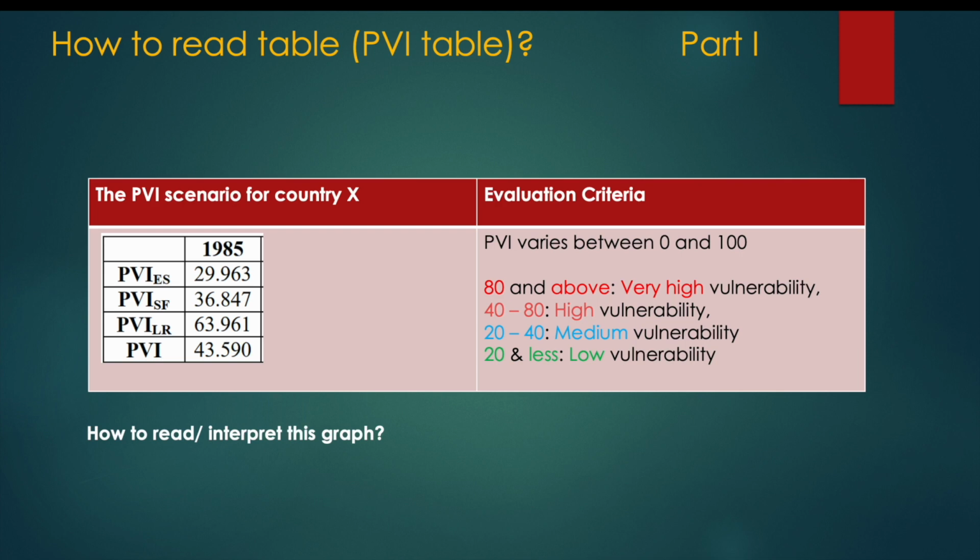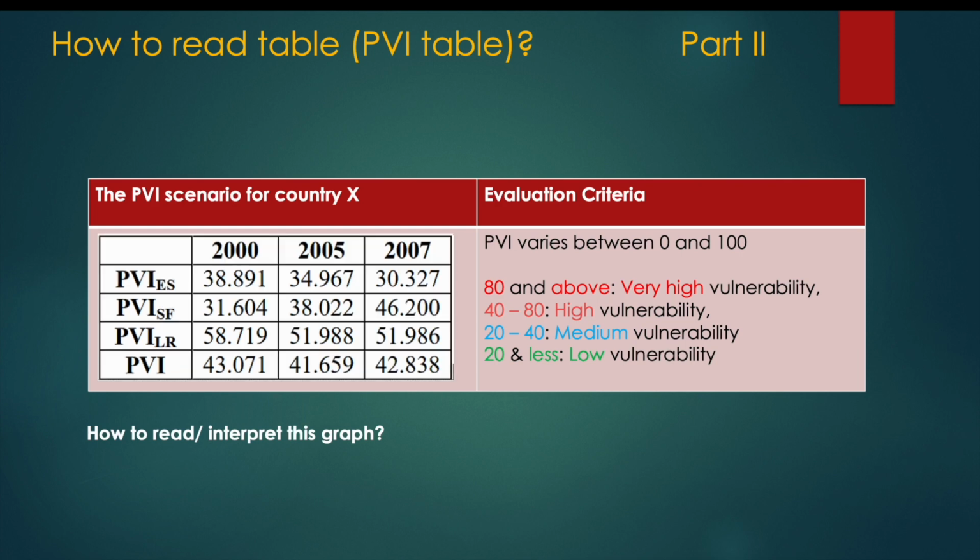The last row is the total PVI, which is found by adding all three values above and simply dividing by 3. The total PVI is 43.59. So which means in terms of PVI or Prevalent Vulnerability Index, in 1985, country X is highly vulnerable to a particular hazard event. So this is the way we can read it.